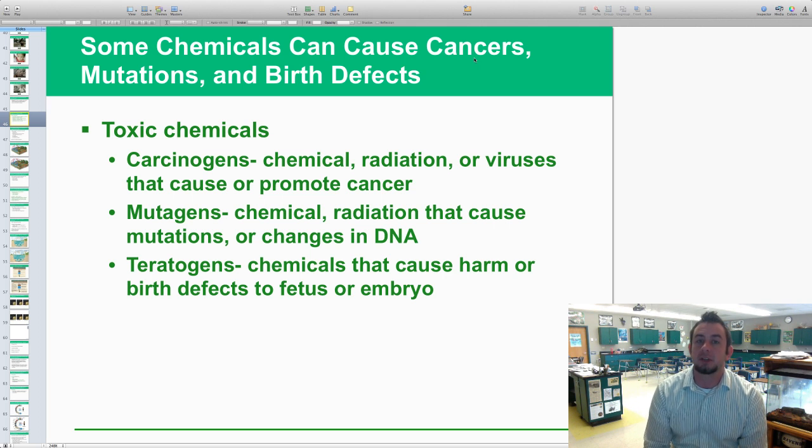The first one are carcinogens, or carcinogenic chemicals, that are basically in the form of radiation or viruses that can actually promote cancer. Some of you have heard that term before. Also, mutagenic chemicals, or mutagens. They can be chemicals, they can be radiation that cause mutations and changes in the DNA of the organism. And the last one is the ones that cause birth defects, the teratogens. They are chemicals that can cause harm to the fetus or the embryo during the pregnancy, or even at the time of birth. So those are our three major types of toxic chemicals.